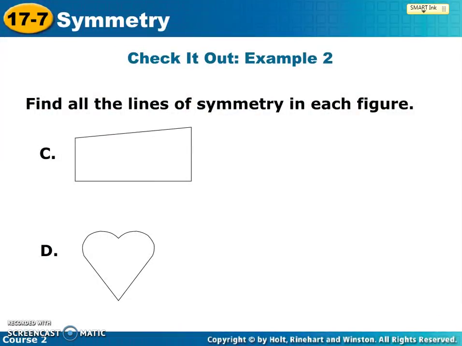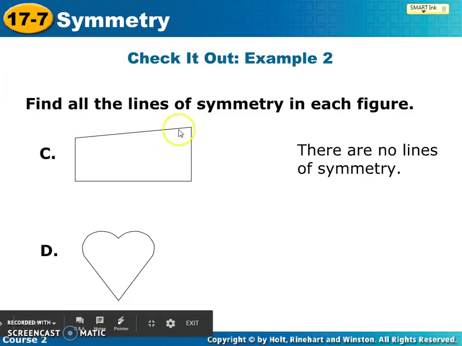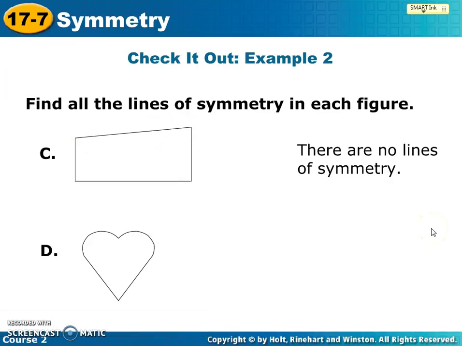All right, letter C here. Take a look. Is there anywhere I could cut this? And I cannot, right? With this top side being at the angle it is, I would not be able to fold it in half and make it symmetrical.